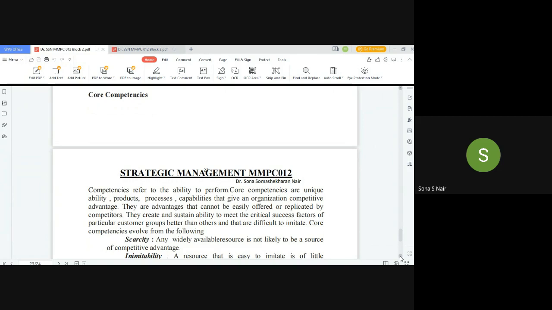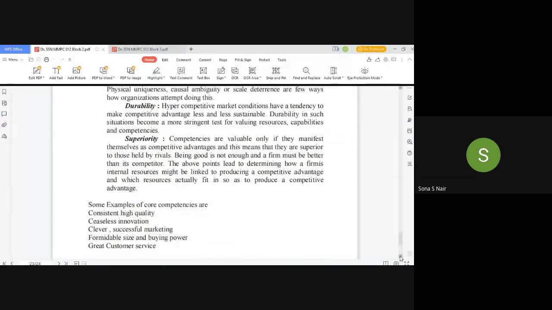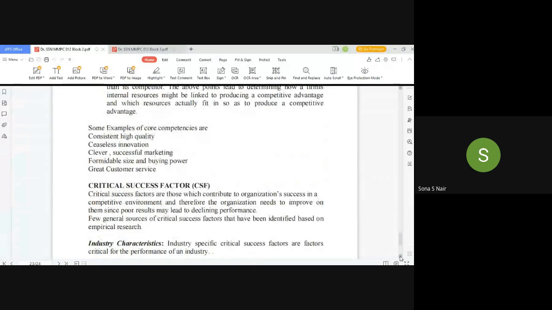They create and sustain the ability to meet the critical success factors of particular customer groups better than others, and are difficult to imitate. This would mean that when the organization has core competencies, they are able to match the requirements of the success factors. Critical success factors is a concept which says that for an organization to do well in a particular industry, there are certain factors, certain criteria, which are required. Those can be called critical success factors.